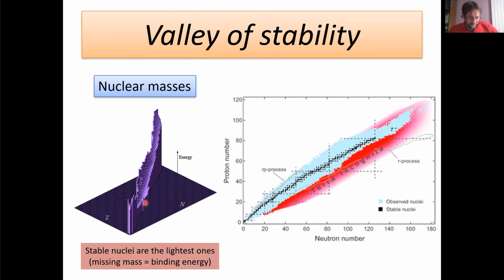We see we have the lightest nuclei, renormalized for the mass number. The lightest ones are the ones where most mass has been transferred to binding energy, the most tightly bound. This is here in the iron-nickel region, and we call this the valley of stability.